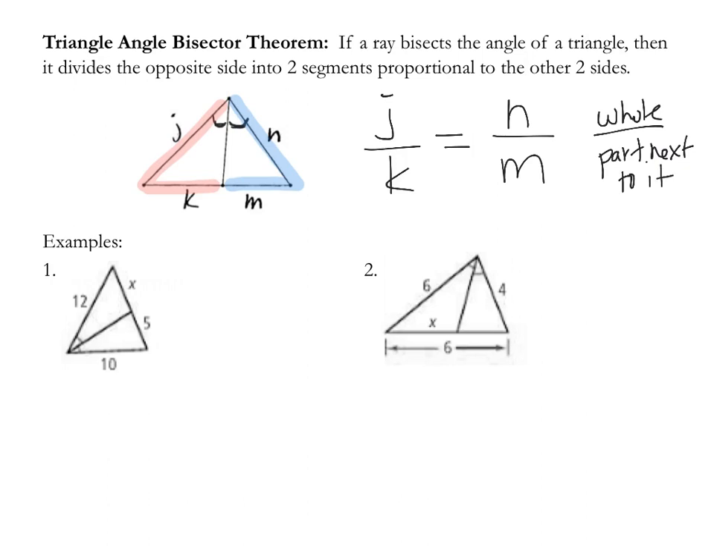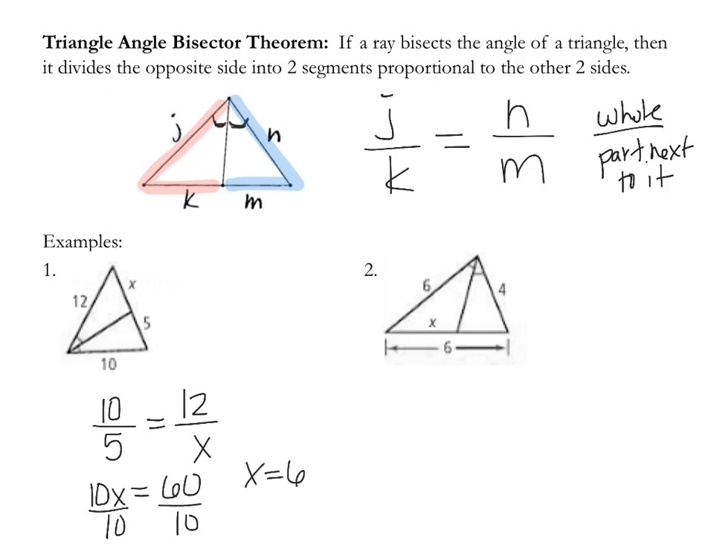So if you look at number 1, I'm going to start with one of the whole sides. It doesn't matter where you start. You could actually start with a piece too if you want to, but I usually start with the whole side. So let's start with 10. Then we want to put that over the part next to it, which is 5. And then that's going to be equal to the other whole, make sure you're following the same pattern, over the part that's next to it is x. And then once the proportion is set up, we just do 10x is equal to 60 and divide by 10. We get x equals 6.